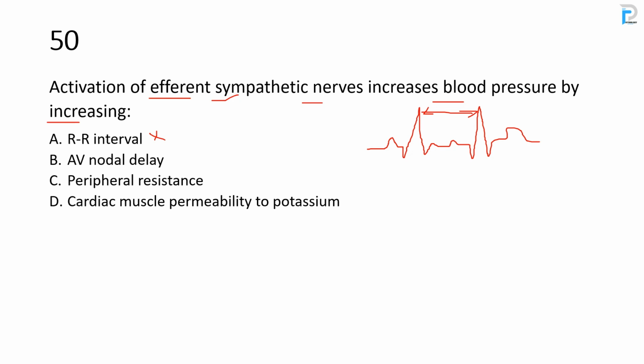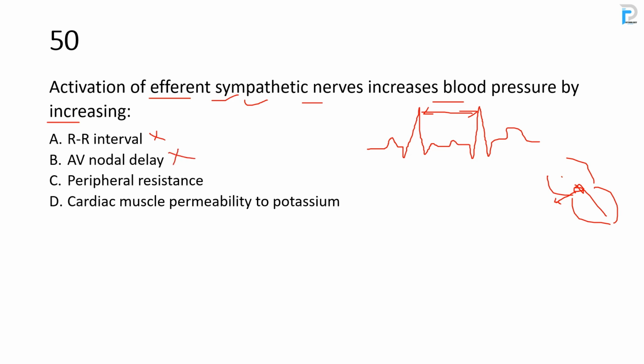By increasing AV nodal delay: in the heart, between the atrium and ventricle, we have a node called the atrioventricular node, which helps to conduct the impulse from atrium to ventricle. Normally there is a delay at the AV node to allow sufficient time for the impulse to move from atrium to ventricle. What is the effect of sympathetic there? Of course, sympathetic decreases that delay because it increases the velocity of conduction along the conductive system of the heart. So again, that is a wrong answer.